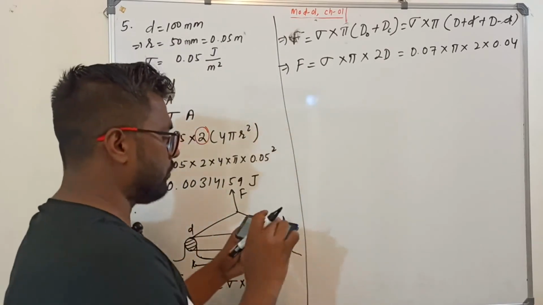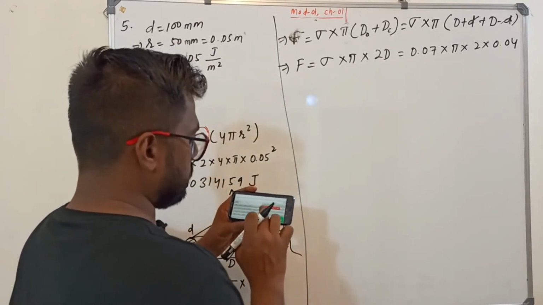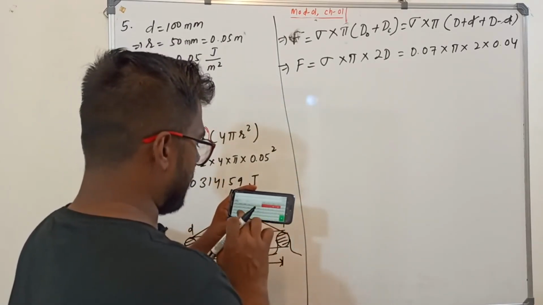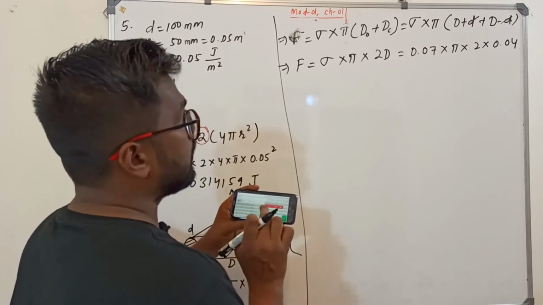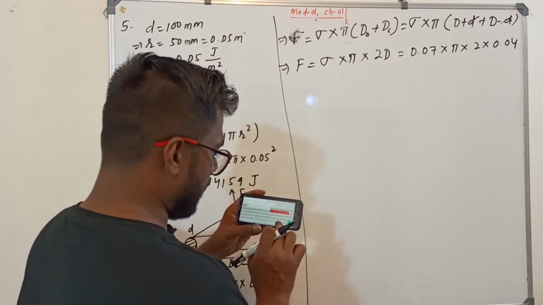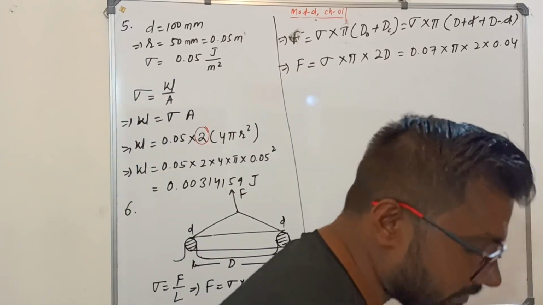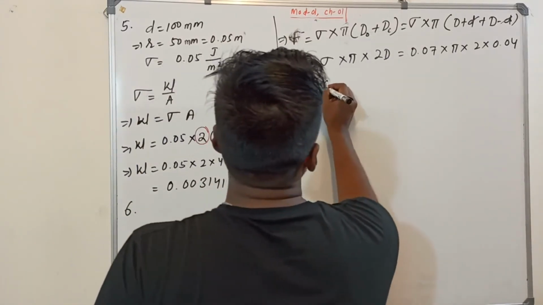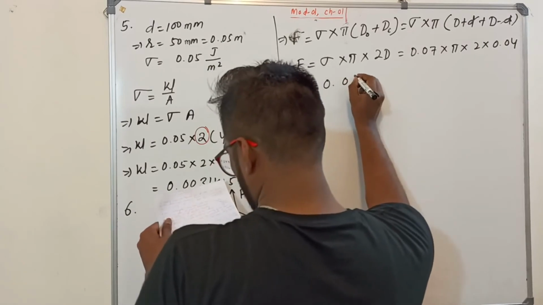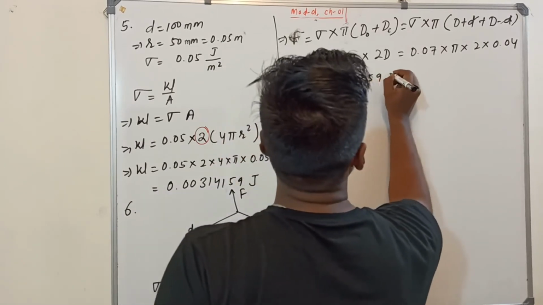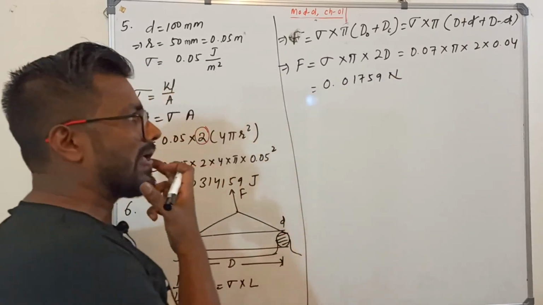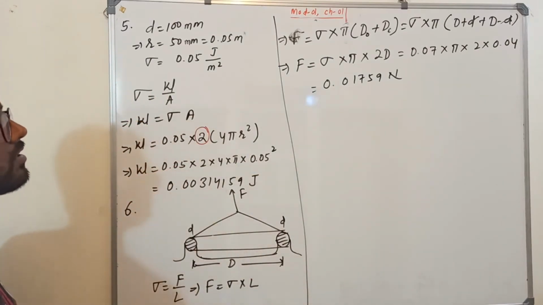0.04 meter. Now put it. See, 0.07 multiply pi multiply 2 multiply 0.04. The answer I am getting is 0.01759 Newton. Check whether you are getting the same answer or not.